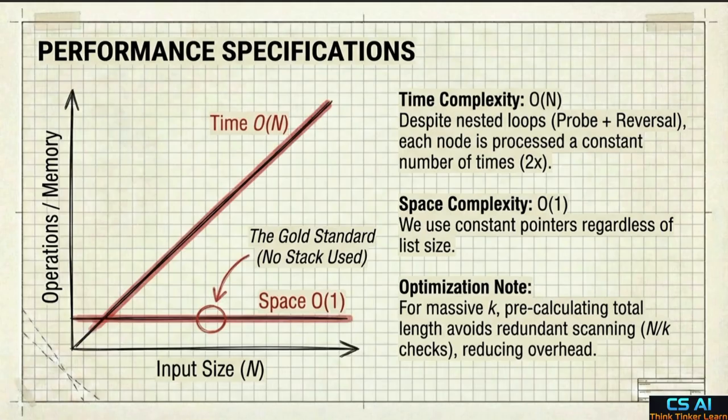This is the gold standard because we use constant pointers regardless of list size, meaning no additional memory for a stack or auxiliary data structures. For an optimization note, especially for massive k, pre-calculating the total length of the list can avoid redundant scanning, n by k checks, further reducing the overhead.